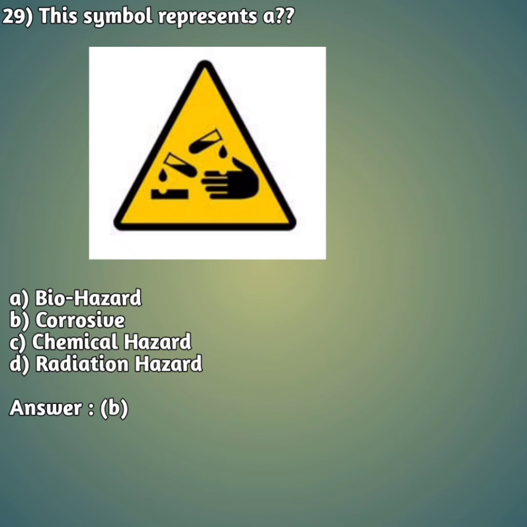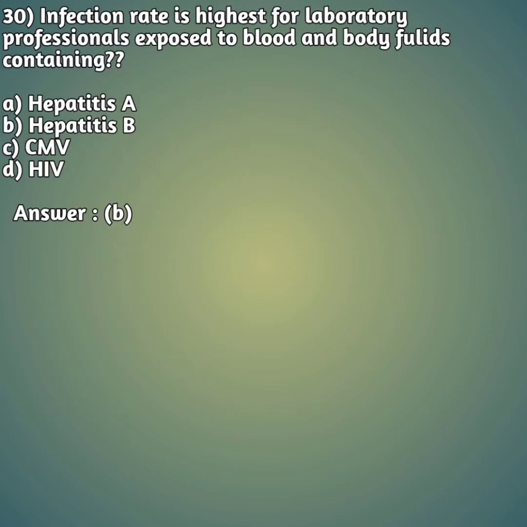This symbol represents: option A, biohazard, option B, corrosive, option C, chemical hazard, and option D, radiation hazard. So the right answer is that this symbol represents option B, corrosive. Moving to our 30th question.